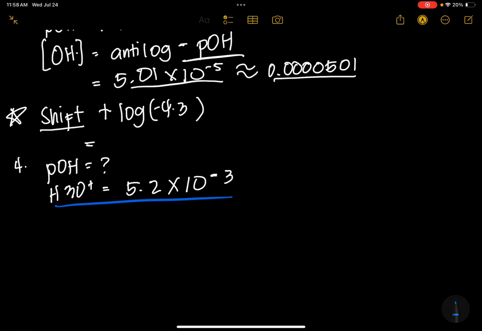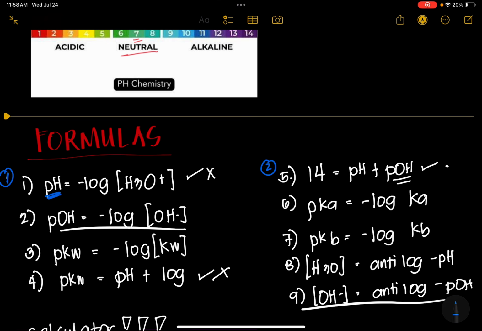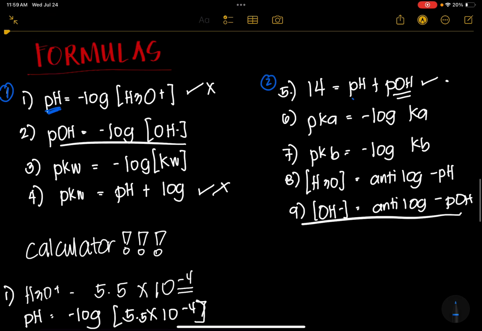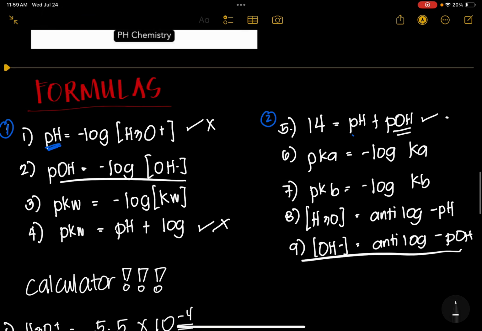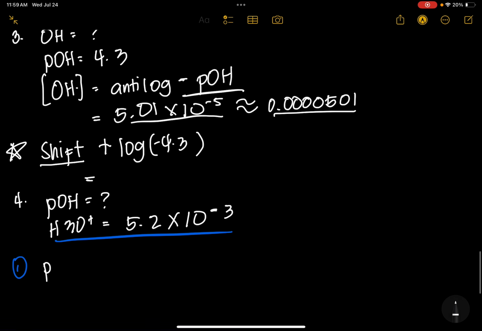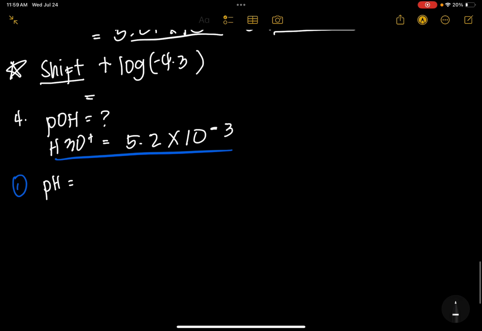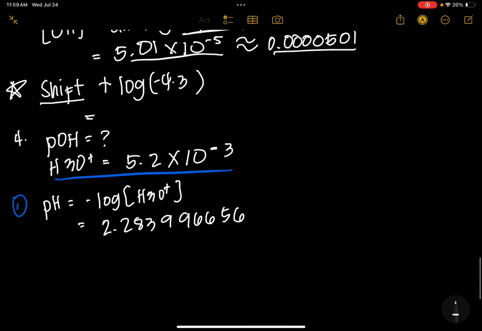So, to get the pOH, first we have to get the pH. And then, after we get the pH, we will transpose the formula to this one para makuha ta. So, formula number 1 is pH is equivalent to negative log H3O positive. So, anong answer? Negative log 5.2 times 10 negative 3. So, answer is 2.283996656. Okay lang na. Pwede siya.